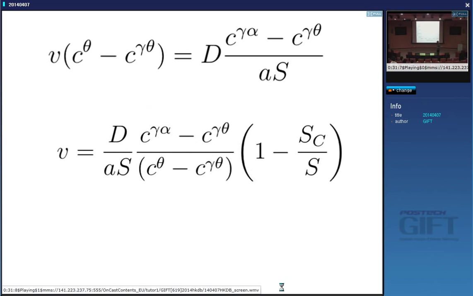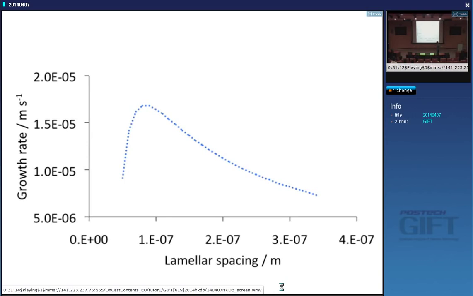If I go back to this equation and I differentiate it with respect to S, then I want you to prove for yourself that the maximum velocity happens when the spacing is twice the critical spacing. So critical spacing is this one, where the growth rate becomes zero. And when the spacing is twice the critical spacing, you get the fastest growth. Because in this region, you're consuming too much free energy as interfaces. And in this region, the diffusion distance is becoming longer. Therefore, you slow the process down.